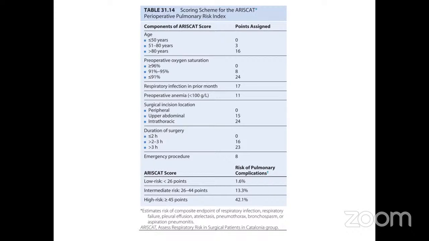It includes factors such as age, perioperative oxygen saturation, respiratory infections, perioperative anemia, surgical incision location, duration of surgery, and emergency procedure. An ARISCAT score of high risk, more than 45, indicates perioperative pulmonary complications of 42.1%, whereas intermediate risk, 26 to 44 points, has 13.3% pulmonary complications, and low risk, less than 26 points, has 1.6% pulmonary complications.